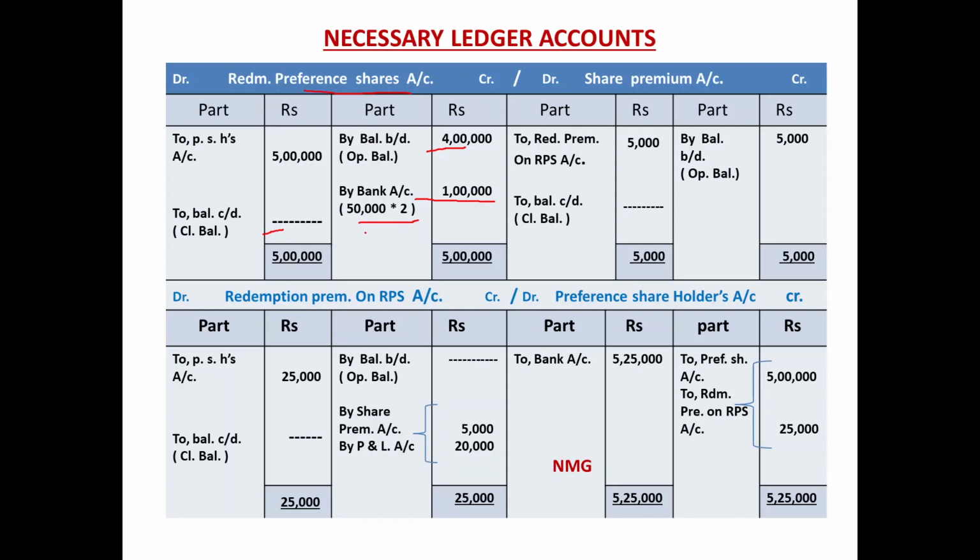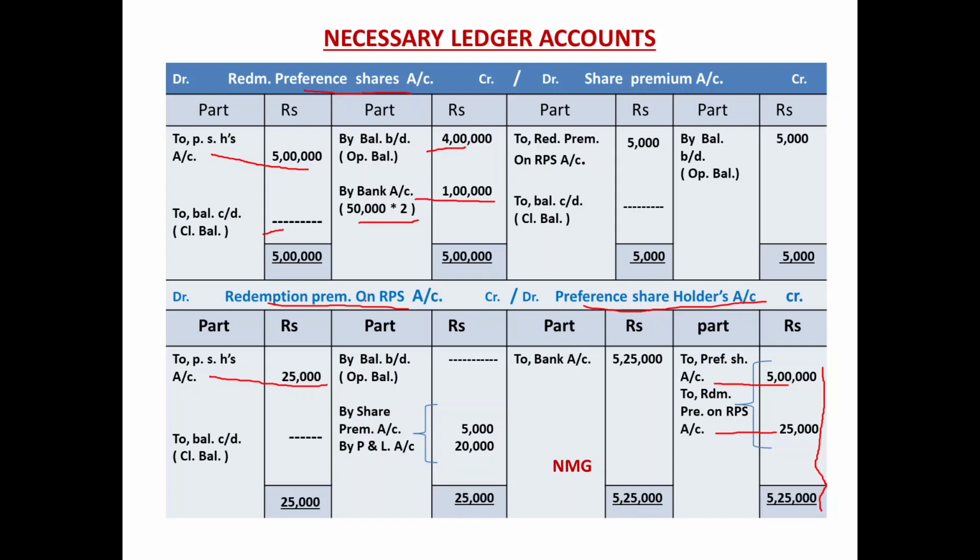Second journal entry for the resolution in the board meeting. Preference share capital account debited 5 lakhs. Redemption premium on RPS account debited 25,000, to preference shareholders account credited 5 lakh 25,000. Opposite narration, opposite amount. Preference share capital account 5 lakhs, redemption premium on RPS account total 5 lakh 25,000.